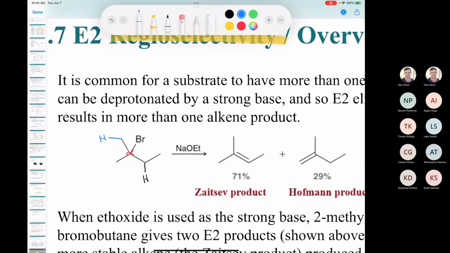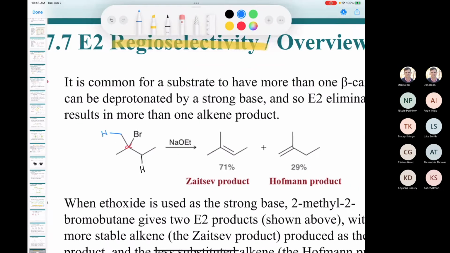If my base removes the blue proton, so let's imagine that my sodium ethoxide removes the blue proton, I'll just draw it like this. So it removes the blue proton, I form the double bond and lose the leaving group. I'm going to end up with this product, the Hoffman product. Whereas if my base removes the proton in black, I'm going to end up forming my double bond here, and I'm going to end up with the Zaitsev product. Can anybody give me a thumbs up? Do you see the difference between these two mechanisms? Just two different types of beta protons give you two different products.